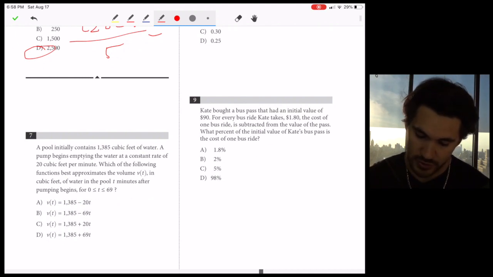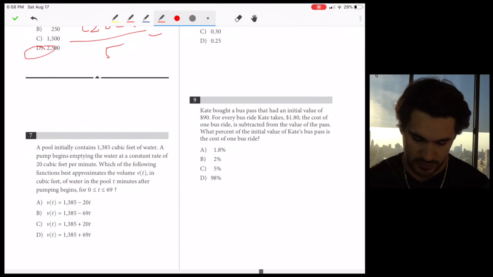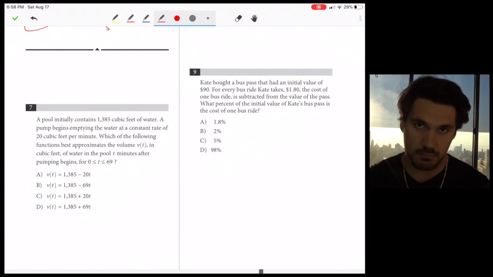Number 7. A pool initially contains 1385 cubic feet of water. A pump begins emptying the water at a constant rate of 20 cubic feet per minute. Which of the following functions best approximates the volume in cubic feet of water in the pool T minutes after pumping begins? So we started at 1385, right? So that's going to be like our y-intercept. But then we're decreasing at a rate of 20 cubic feet per minute. So the only answer choice that decreases at 20 times something is answer choice A.